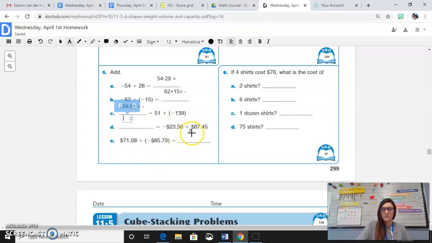For this one, negative 2356 plus positive 8745, you're figuring out how many more positives we have because this positive is bigger than this negative. So for this one, you are going to do 8745 minus 2356, and your answer will be positive. For the next one, 7108 plus a negative 8579, there's a little bit more negative than positive here, so we need to figure out how much. So you're going to do 8579 minus 7108, and your answer is going to be negative because you have more negatives here than positives. Okay?